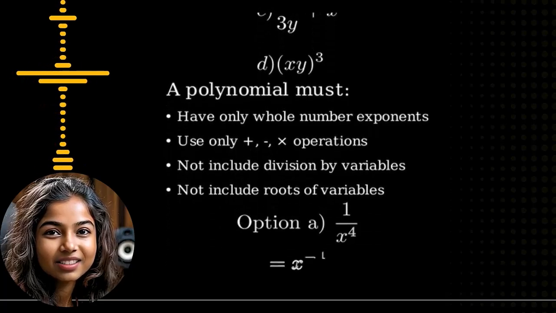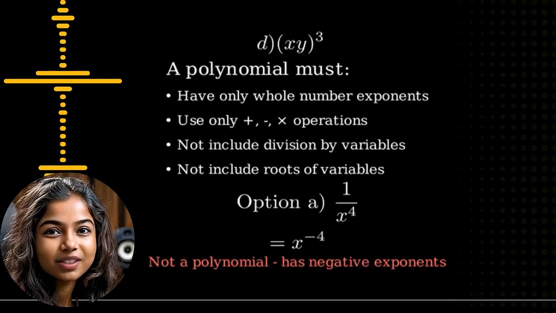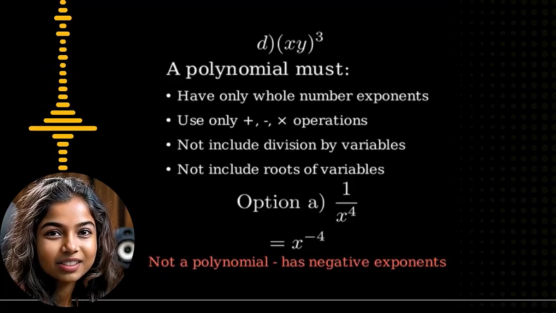First, let's look at option A. 1 over x to the fourth power. This is not a polynomial because it involves division by a variable. It's actually a rational expression. When we divide by a variable, we get negative exponents, which are not allowed in polynomials.